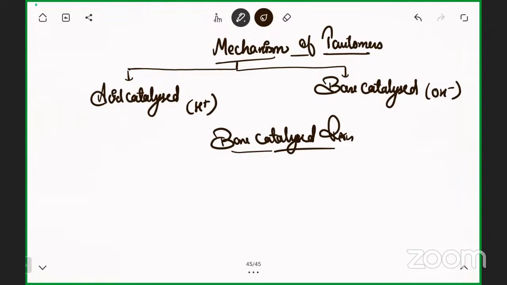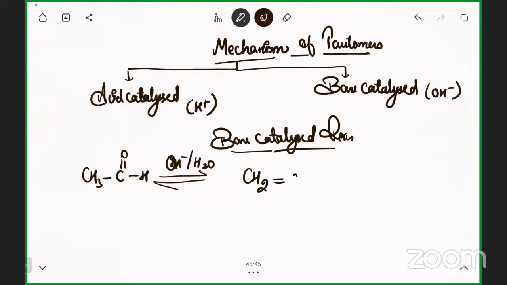See, you can say the example is CH3 C double bond O single bond H. In the presence of OH negative, since OH negative is written here, it means it's a base catalyzed reaction. If you make the tautomer, we know that the tautomer will be CH2 double bond C single bond OH single bond H. So this was the tautomer. But how this reaction is actually proceeding, we'll see the process.